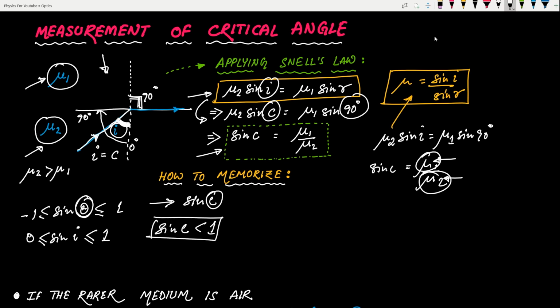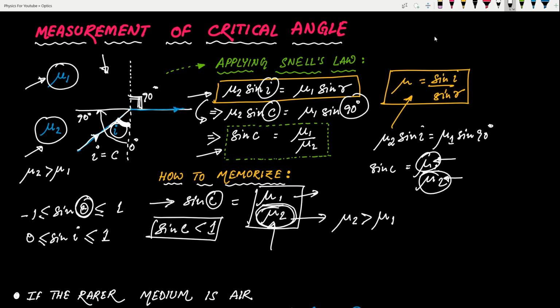Okay, sine C's value will always be less than 1. Now for anything to be less than 1, we know sine C is equal to mu divided by mu. Now it can be mu1 by mu2, so it is actually a division. This value will always be less than 1, and for a division the value is always less than 1 when the lower value is greater than the upper value, isn't it? If the lower value is greater than the upper value, then this will always be less than 1.